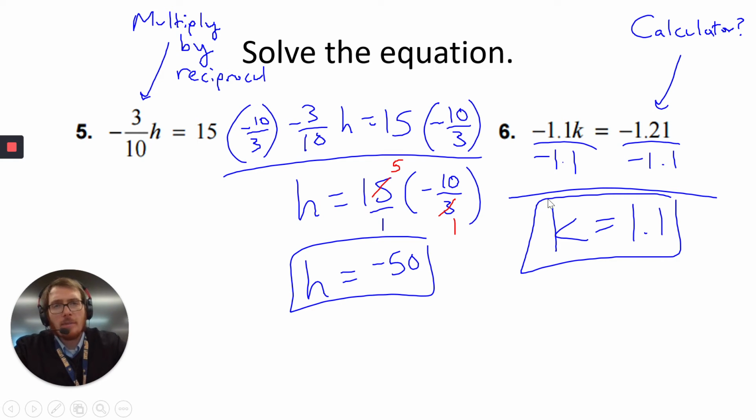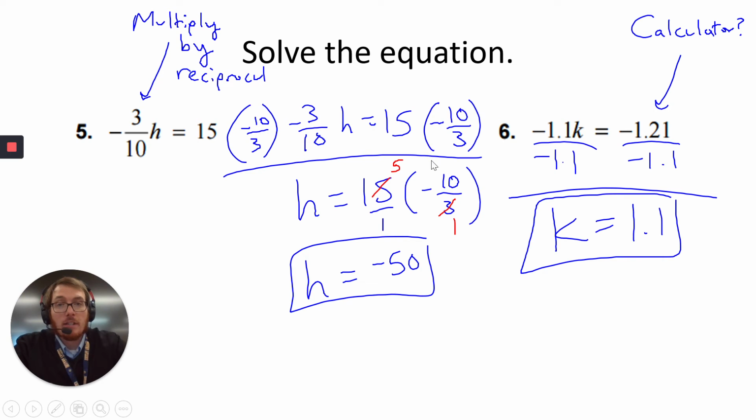If you are in agreement that to get rid of this coefficient you have to divide by it, then that's the same thing you should do here. To get rid of this coefficient, I should divide by it. But how do I divide by a fraction? I divide by a fraction by multiplying by its reciprocal. So we're doing the same thing, but with fractions, we just multiply by the reciprocal because that's how you divide by them. So the reciprocal of negative 3/10 is negative 10/3.